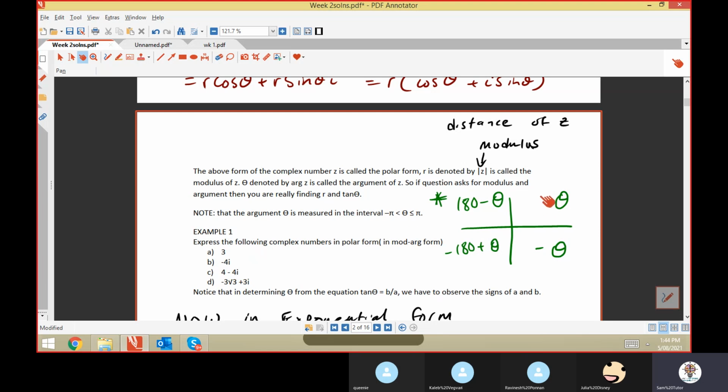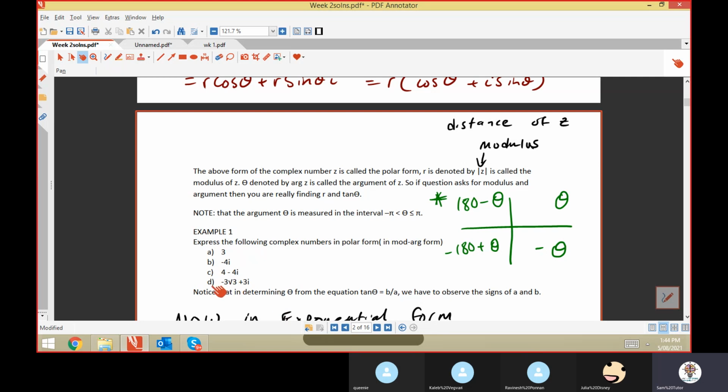Where is that located? First, second, third, or fourth quadrant? 4 minus 4i. Remember, think about how you would draw this. X's, Y's. Would it be in the fourth? Yeah, it's right here. So X is 4, Y is negative, so somewhere here. So the theta you should have should be a negative theta, not a positive theta.